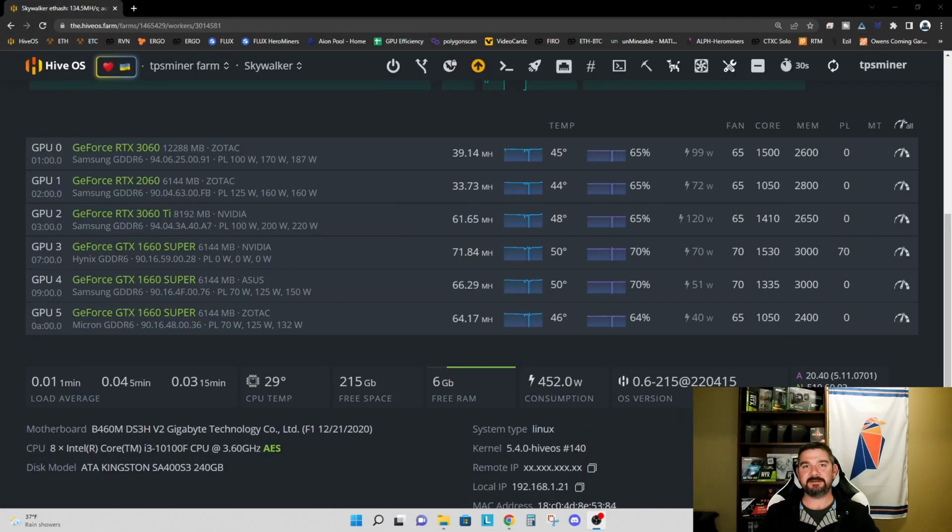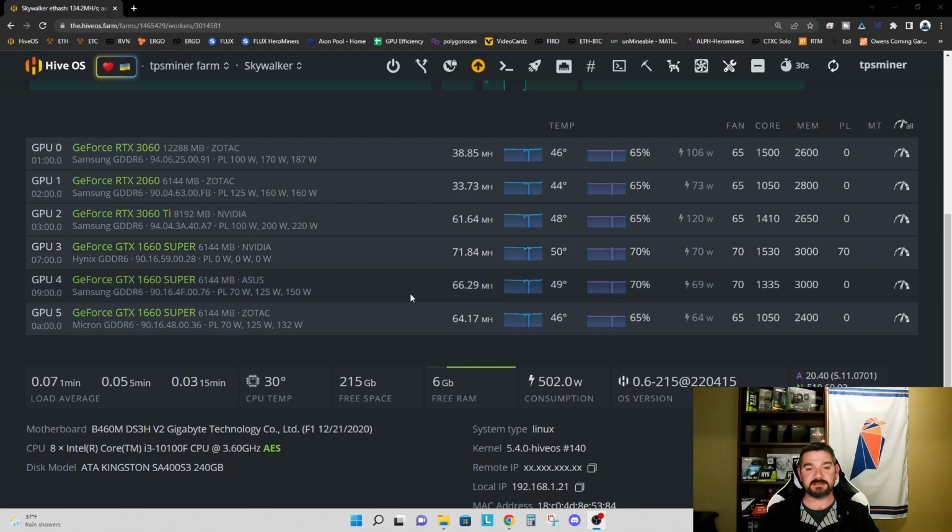Okay, so we finished our adjustments on the core clock and really started seeing some interesting things come out. So the first thing is with the BIOS modded ASUS 1660 Super, we were able to get the core clock locked up to 1530 while still seeing improvements in the hash rate, getting all the way up to 71.84 mega hash, again at that same 70 watts power limit.